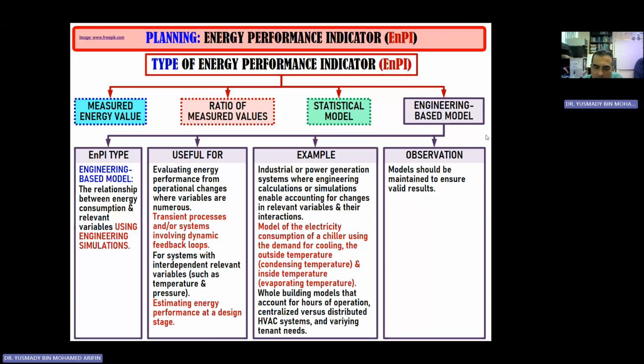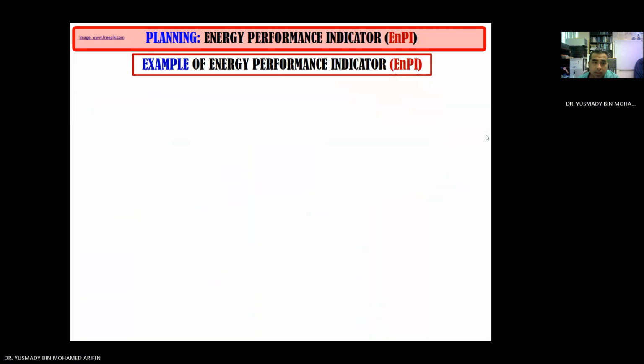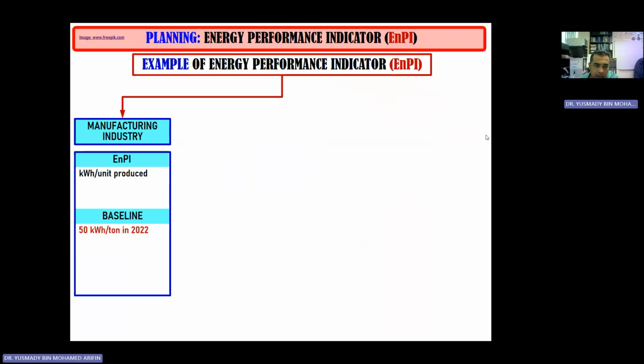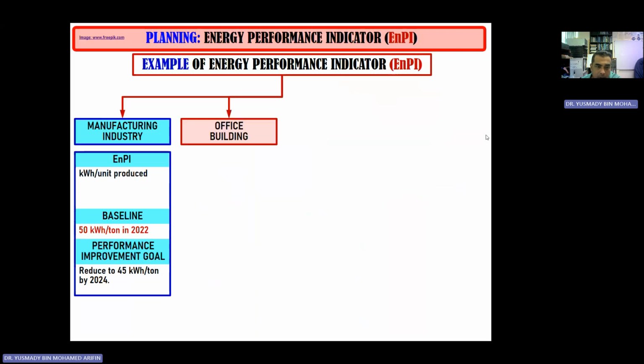based on an engineering model. Okay, now examples of energy performance indicators in the manufacturing industry. For example, ENPI kilowatt hour per unit produced, baseline 50 kilowatt hours per ton in 2022. So baseline normally refers to the previous year's data. Performance improvement goal: reduce to 45 kilowatt hours per ton by 2024.